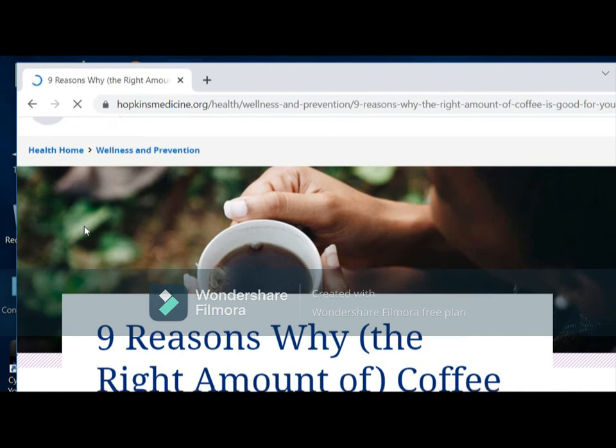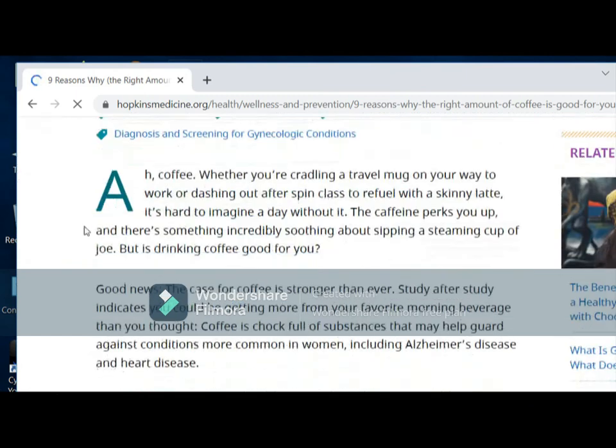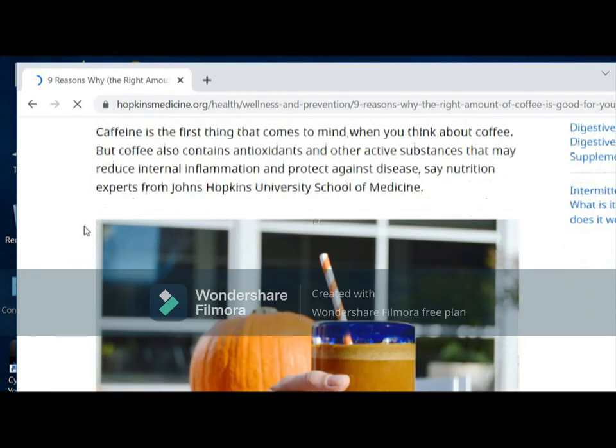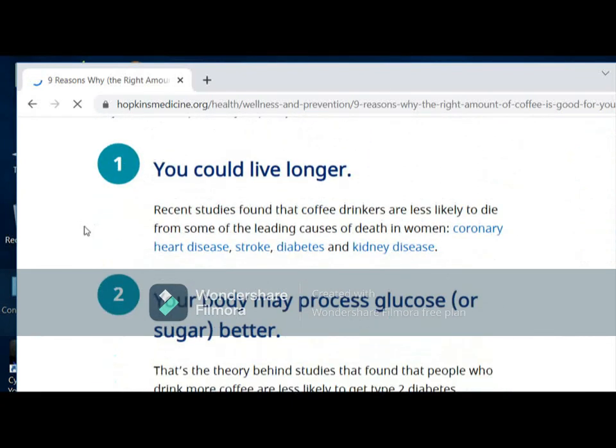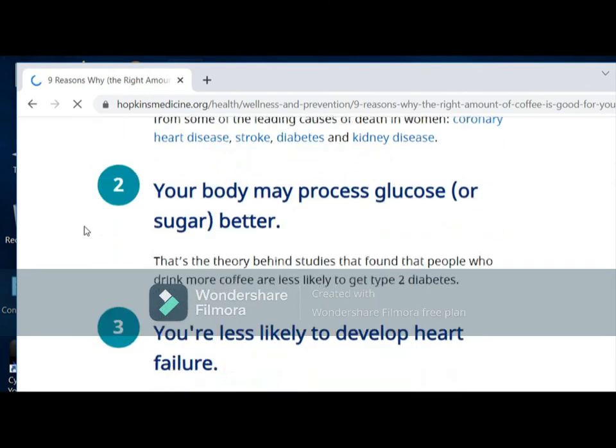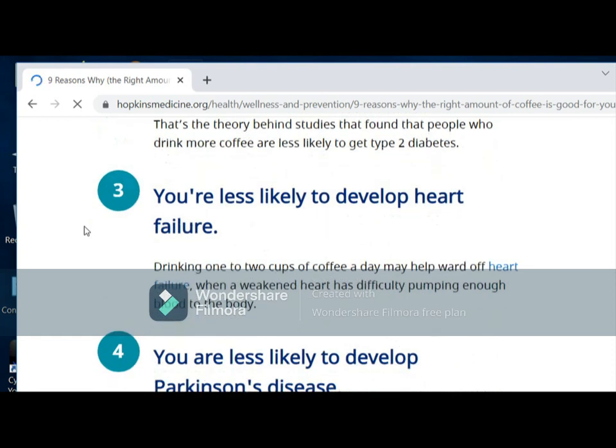9 reasons why the right amount of coffee is good for you. Let's go to number 1. You could live longer. Recent studies found that coffee drinkers are less likely to die from some of the leading causes of death in women: coronary heart disease, stroke, diabetes, and kidney disease. I think it's a very wonderful reason for one to drink coffee. Yes, your body may process glucose or sugar better. The level of sugar and glucose is regulated. 3, you are less likely to develop heart failure.